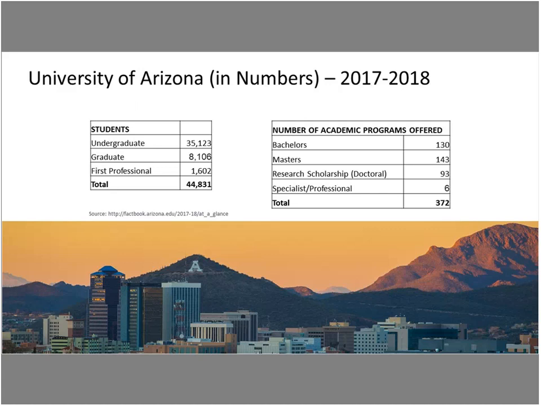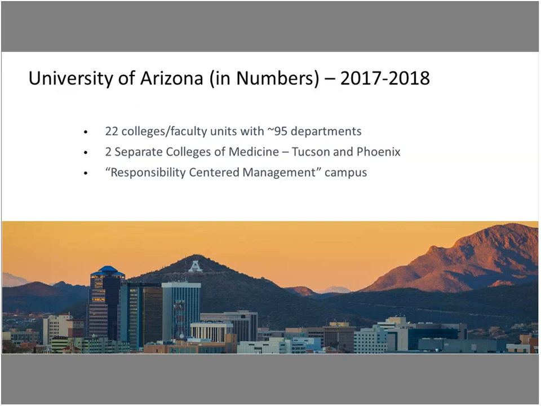So the University of Arizona, a fairly large institution. We have a number of undergraduate and a large graduate population, a number of different programs that are offered. More interestingly, when we're talking about the RIM system and our approach to it is actually the number of units that we're working with on campus. So we have 22 different colleges or faculty units, which represent roughly 95 different departments, not including departments within our colleges of medicine. We do have 2 separately accredited colleges of medicine. We have one on the Tucson campus and one up in Phoenix. So they are both handled independently of each other.